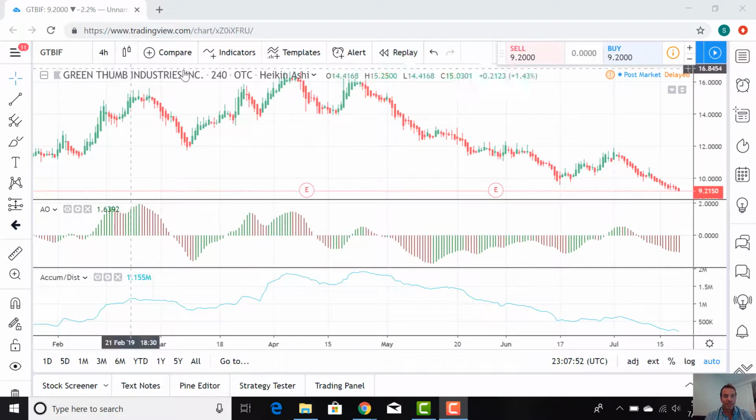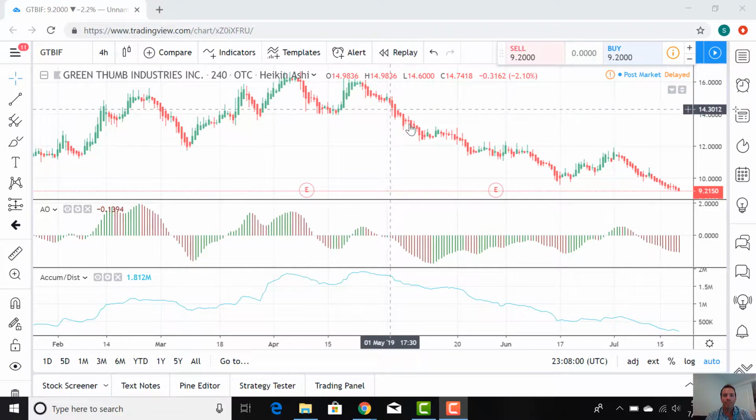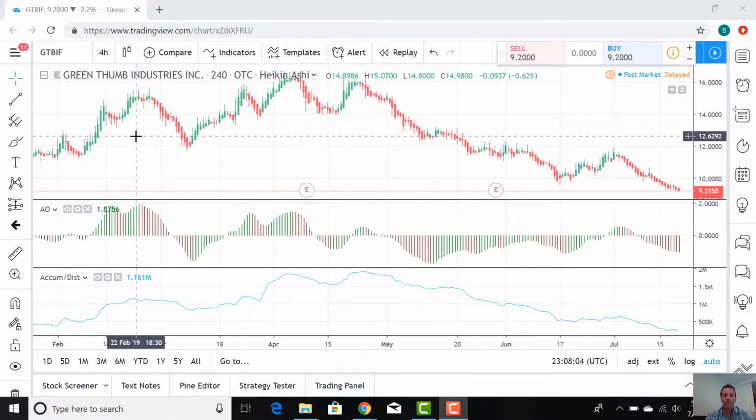So you'll see we're looking at Green Thumb Industries. This is the OTC ticker, it's GTBIF. We're on the Heikin-Ashi again, so really easy to see positive and negative movements on the pricing chart. And we're looking at the 4-hour chart, so pretty quick movements.